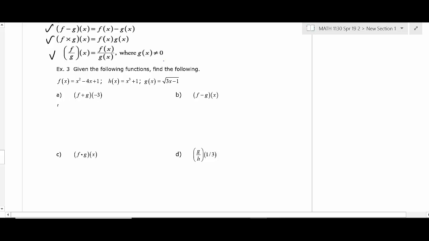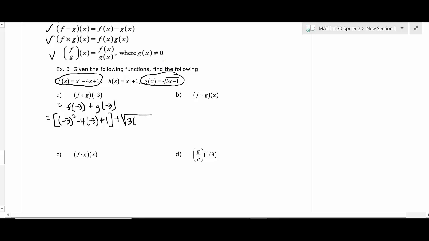There's more than one way to do this. I'm just going to do it like this. What you can do is find f of -3, then g of -3, and just add them together, okay? When you're doing f of -3, you take the function f, and everywhere you see an x, you just plug in a -3. So you would have -3 squared minus 4 times -3 plus 1. That's how you work out f of -3. Now when you're doing g of -3, you plug it in like this. So what that would give you is the square root of 3 times -3 minus 1.